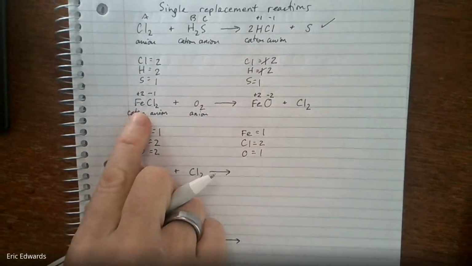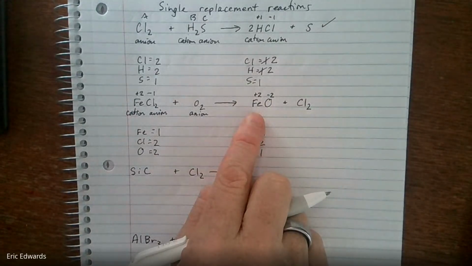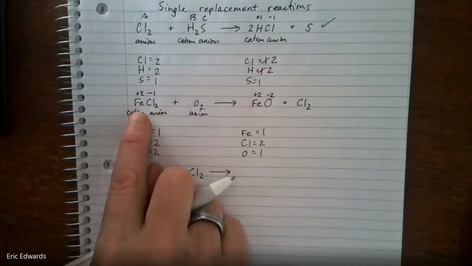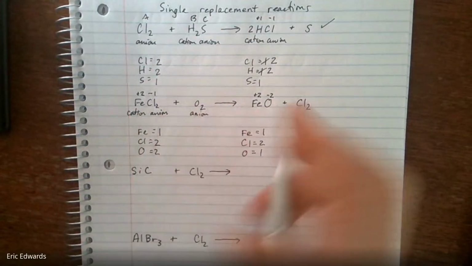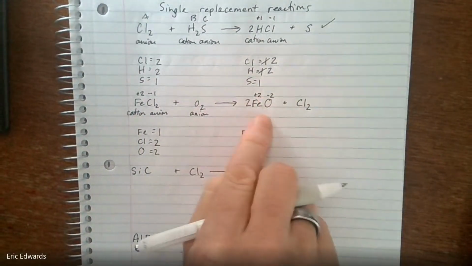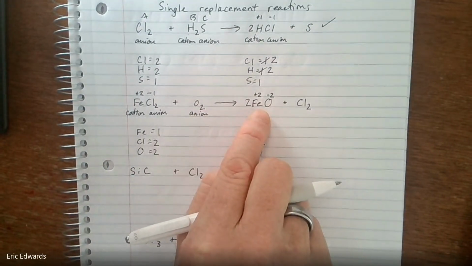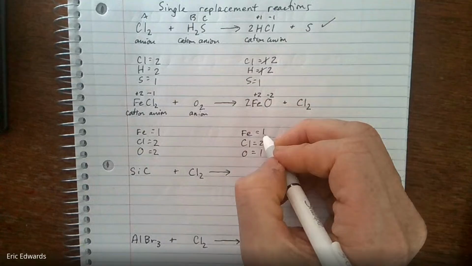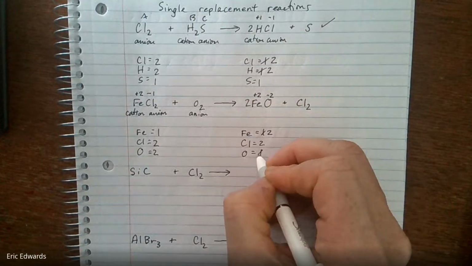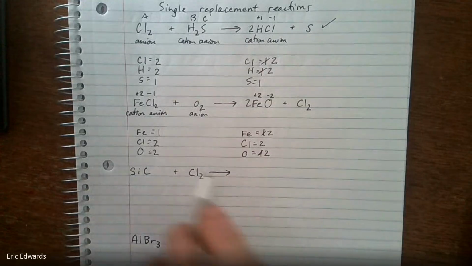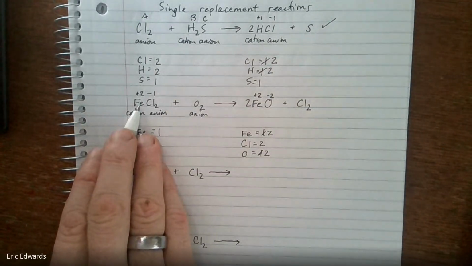So the one I think I want to do is the iron. But I have to have 2 oxygens over here. Notice that this is O2 and this is only 1. So I've got to have that. So I'm going to put a 2 in front of that, and that changes my iron to 2 and my oxygen to 2. But now I have to change this one right here to 2.